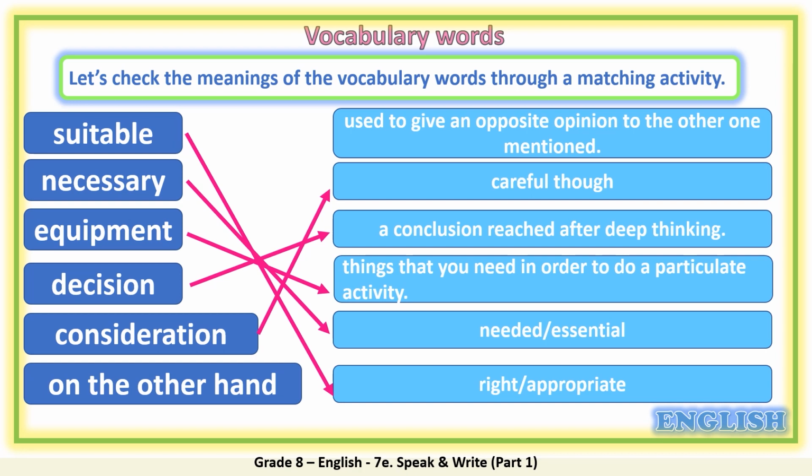Then you have the phrase on the other hand. What does this phrase mean? It is used to give an opposite opinion to the other one mentioned before. Like, I am telling you, mobile phones have lots of advantages, and I give examples. Then I want now to mention the disadvantages. So I'm going to say, on the other hand, mobile phones have lots of disadvantages. Well done, grade 8. You guessed all the words correct.